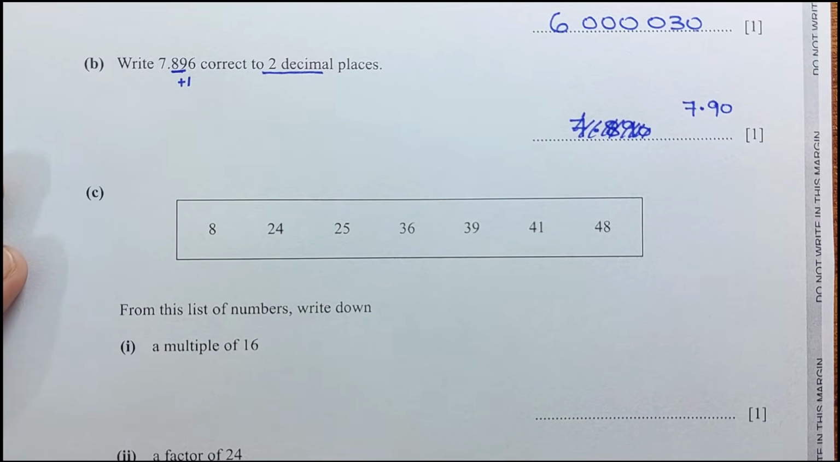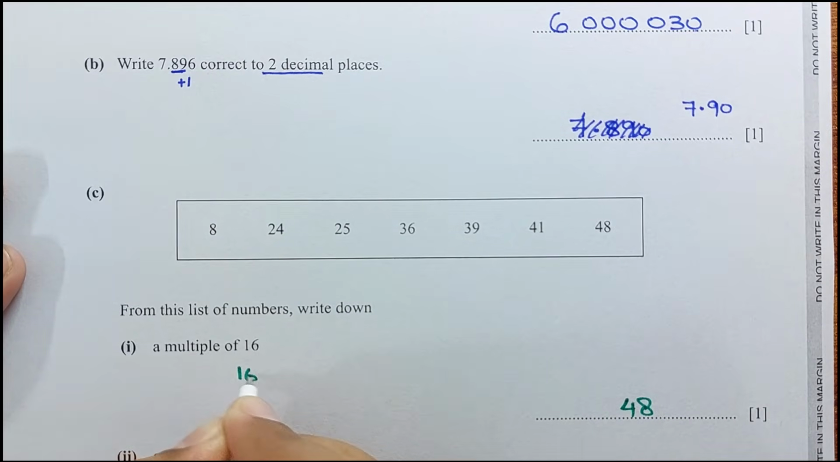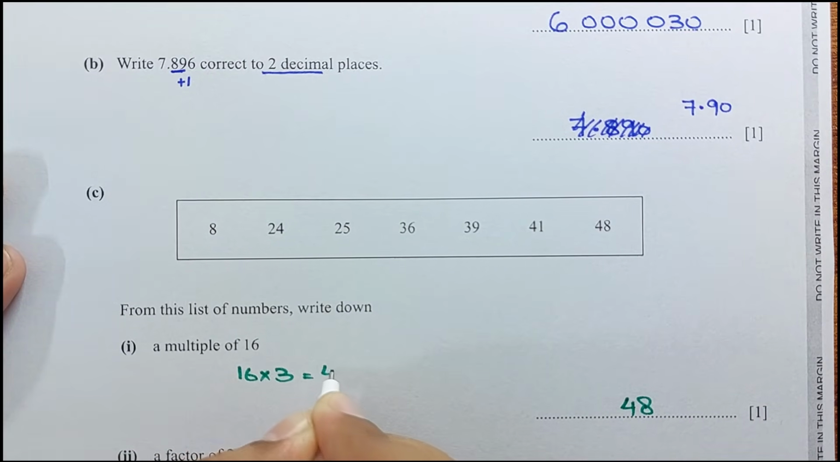Now for part C, from this list of numbers, write down number 1, a multiple of 16. Okay, 16. 16 times 1 is 16. 16 times 2 is 32. 32 is not here. 16 times 3 is 48. 48 is over here. Yes. 48. 16 times 3 is 48, which is a multiple of 16.